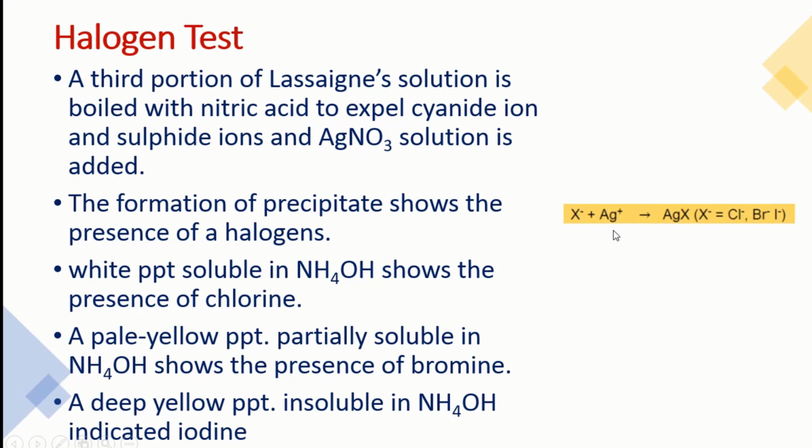So from the precipitates, we can say which halogen is present. If there is a white precipitate, soluble in ammonium hydroxide, it shows the presence of chlorine. If the precipitate is pale yellow, partially soluble in ammonium hydroxide, it shows the presence of bromine. And a deep yellow precipitate, insoluble in ammonium hydroxide, indicates iodine.